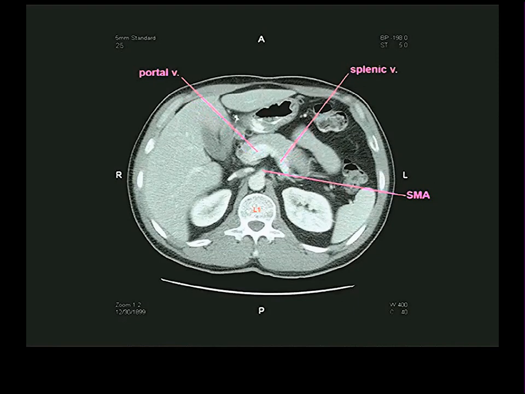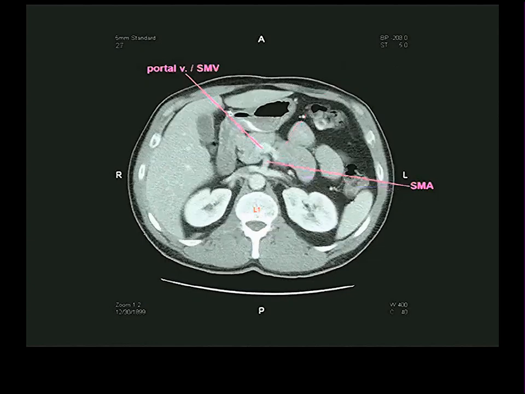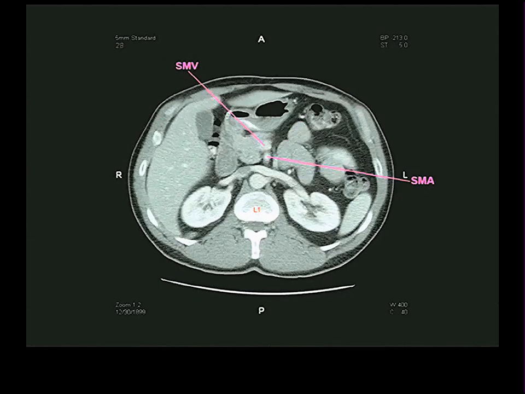That's very good. They meet up behind a portion of the pancreas, which is the neck of the pancreas. And virtually by definition, the neck of the pancreas is defined as that part anterior to the formation of the portal vein. So this is where the splenic is coming in to form the portal vein. That means, if we follow this thing right down, it is the superior mesenteric vein.